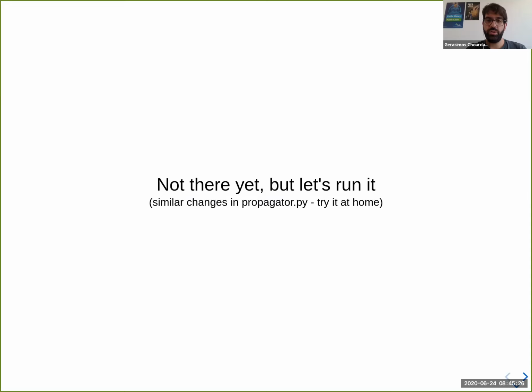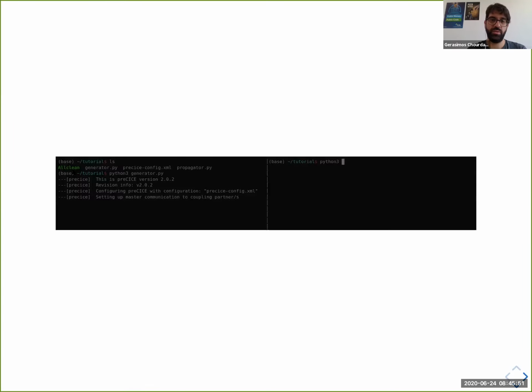Now, we're not completely there yet. First of all, we need to do the same things in the propagator. I would like you to do this at home. And you can also find the solution in the repository. I will not tell you directly where to find it now. And let's see what's happening when we run it and how we can actually run it.